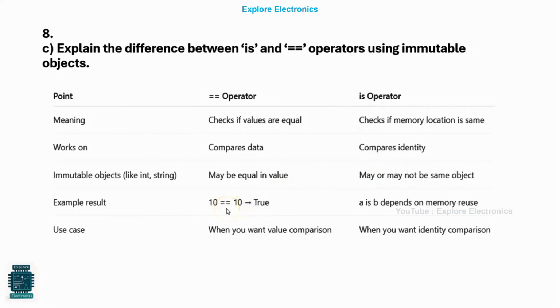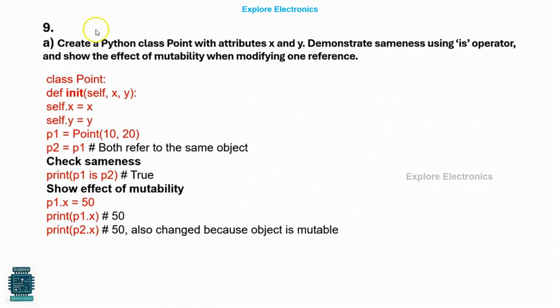I have taken this example only, right? 10 is equal to 10. It is true. Here A is B depends on memory reuse. Clear? It may be equal or it may not be equal. When you want value comparison like this, you have to use the equal to operator, double equal to. When you want identity comparison like A is B, B is C, in that case you can use the is operator. Ninth question, which is the fifth module: create a Python class Point with attributes x and y.